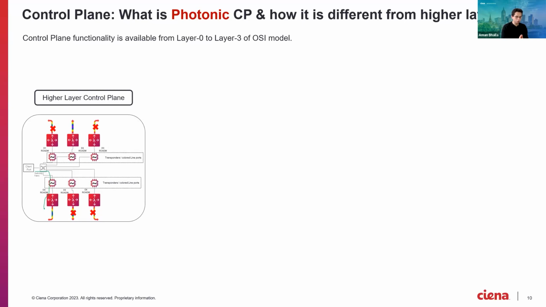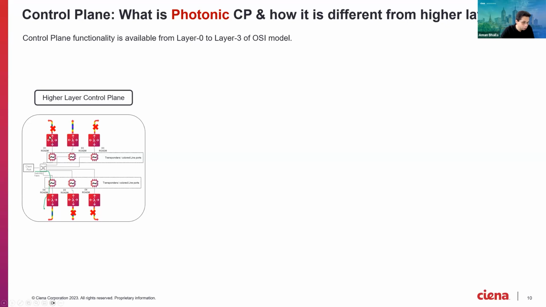How is it different from higher layer control planes? When I talk about higher layer control planes, I'm talking about anything from layer 1, 2, 3, anything above layer 0. Essentially, I have my client port, then there's a switching fabric. The switch fabric can be layer 1, 2 or 3, but this is in the electrical domain. The switch fabric aggregates or connects to the various line sides. To keep things simple for our discussion, let's say these line sides are either transponders or colored line ports, or even gray line ports, it doesn't matter. The whole point is the switch matrix is the decision maker at this level.